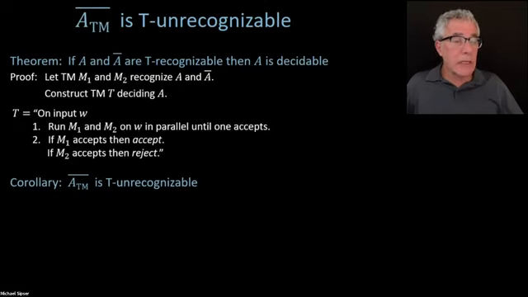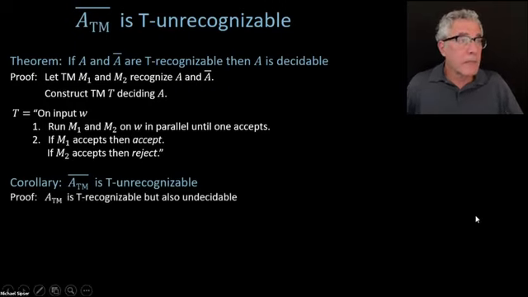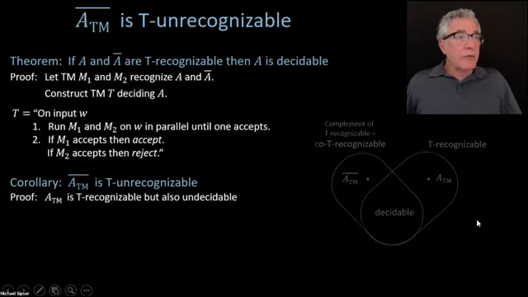So when something is undecidable, either it or its complement has to be unrecognizable. And in the case of ATM, it has to be the complement, because we already showed that it itself is recognizable. So that's the proof of that.